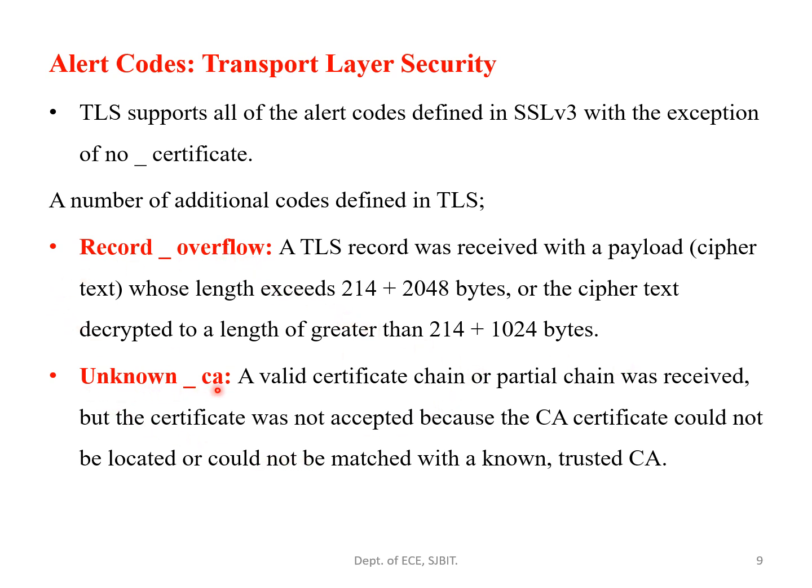Consider unknown CA, unknown certificate. A valid certificate chain or a partial chain was received. In that case we compare the certificate: is this a trusted certificate or not, is it possible to accept that certificate or not. We are going to verify that.